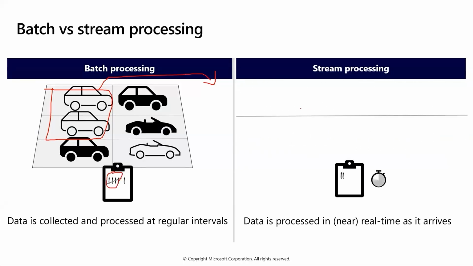Unlike what you see in stream processing, it is continuous. There is no break, it is continuous. However, in spite of the fact that it is continuous, you can see here it is written as data is processed in real time as it arrives. Okay. I hope it's clear what is batch processing and what is stream processing.